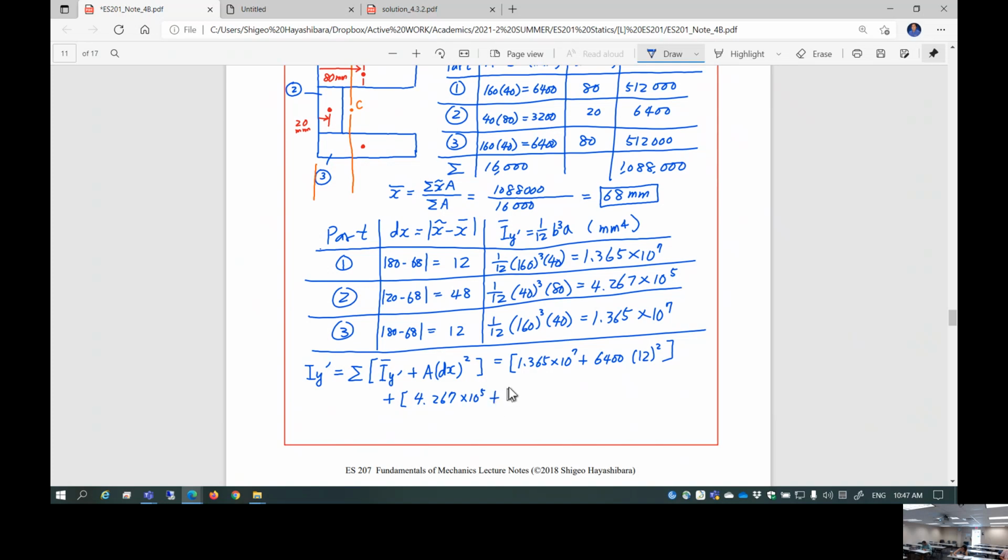Plus A is 3,200, dx is 48 squared. Plus part 3. Part 3 is the same as part 1: 1.365 times 10 to the 7 plus 6,400 times 12 squared. Do you follow? If you compute it, you get 36.95 times 10 to the 6 millimeter to the fourth.